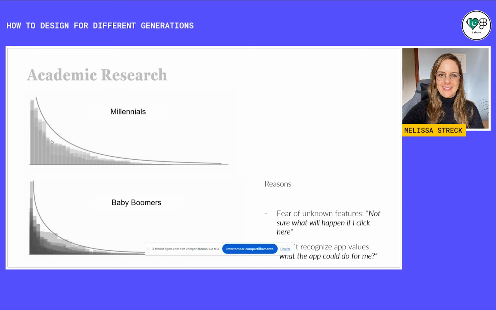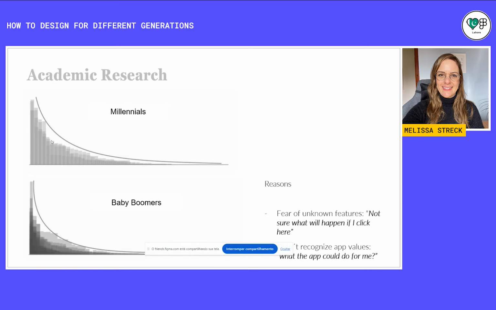This also happens because they don't recognize the app's value. Maybe they don't use an app because they don't understand what it could do for them. The question is, what could the app do for me? Why would I use this app? So the app is on the smartphone, but they don't use it because they don't know why they could. So this was about my PhD dissertation.